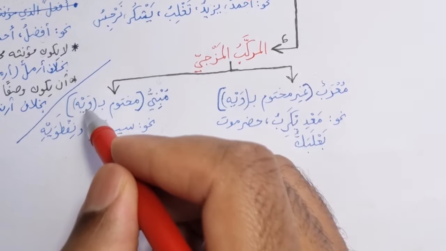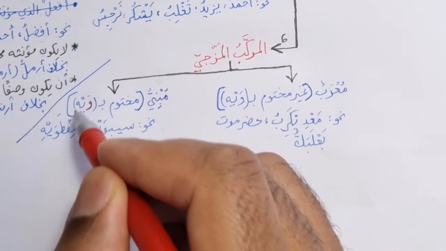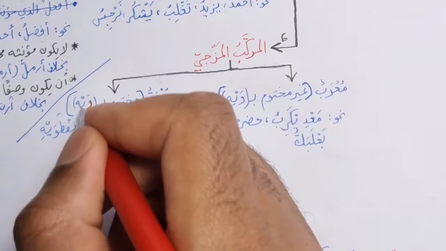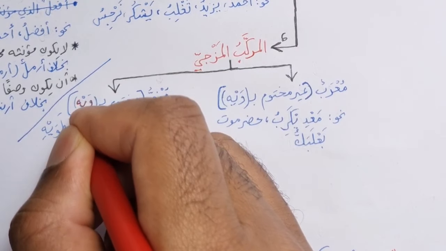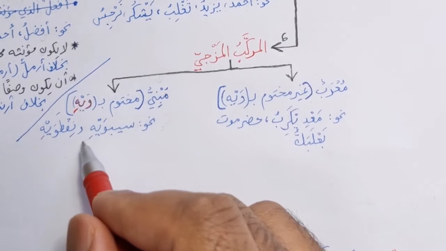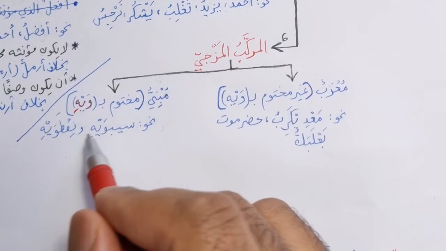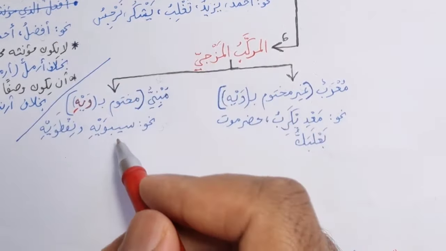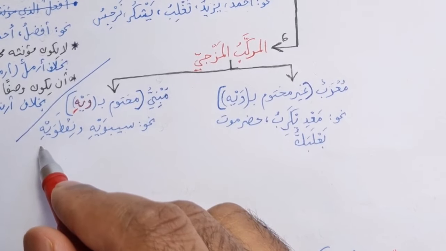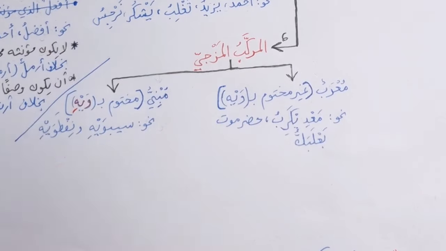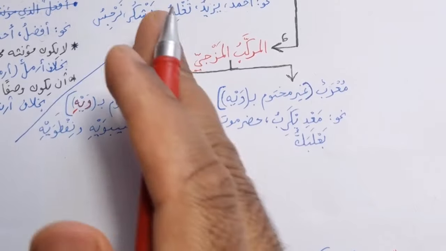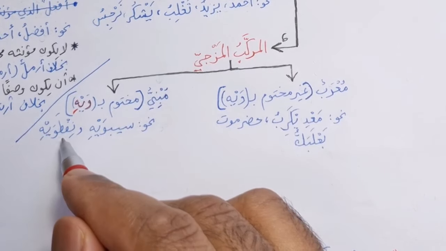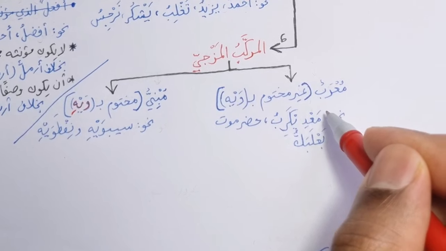When is it mabni? It's mabni if it ends with the second. So we have a noun, and then we have wayh at the end. If it comes with wayh, this one's mabni on kasr. Like siba wayh. Siba is one word, wayh is another. It's combined to make one new word. Siba wayh is mabni. Nifta wayh is mabni. These ones are not part of the discussion. Even though they're murakkab mazji, they have wayhi, they're mabni on kasr. We're speaking about the ones that do not have wayhi.